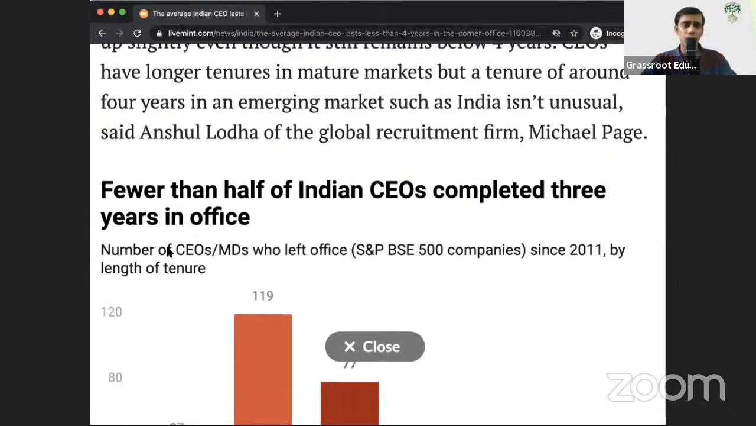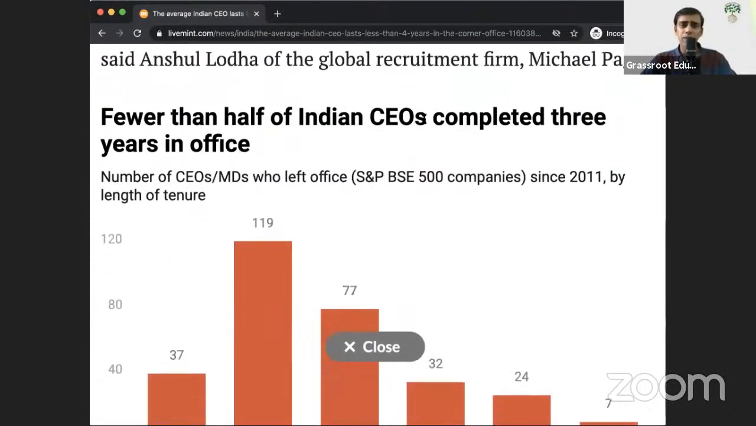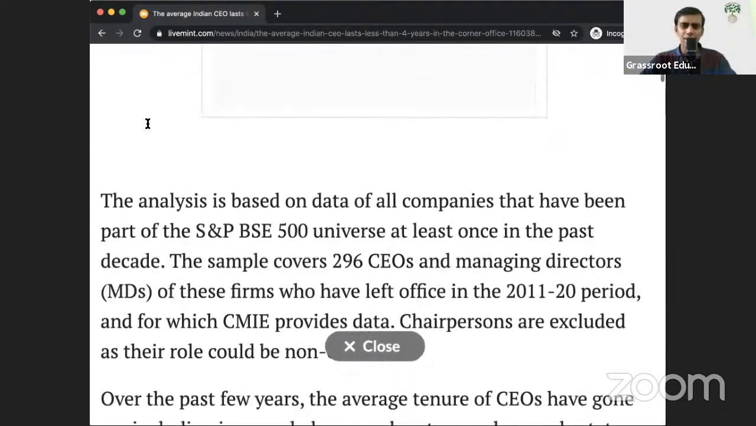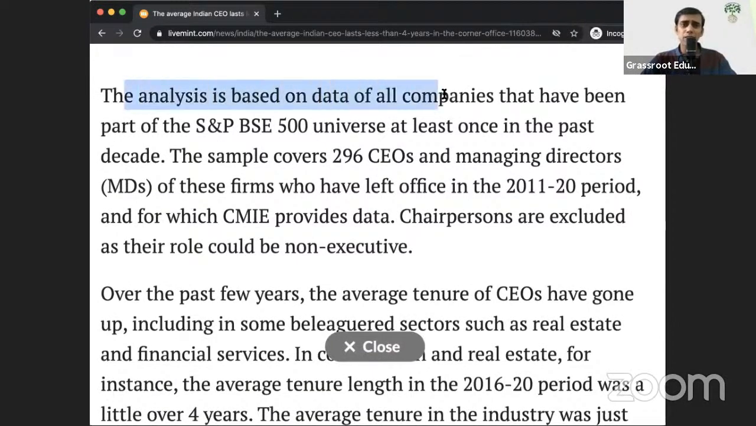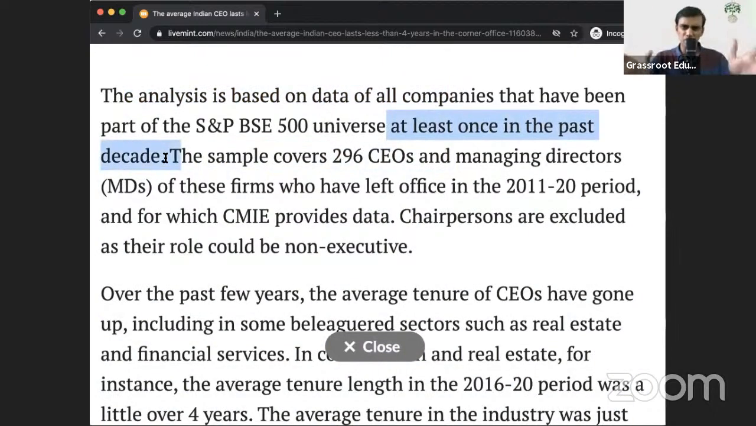Lily, Aditya. Now, fewer than half of Indian CEOs completed 3 years in office. Again, so a graph analysis. Let's skip that and let's keep going forward. The analysis is based on the data of all companies that have been part of the S&P BSE 500 universe at least once in the past decade. So these are the companies that were taken to do this analysis.